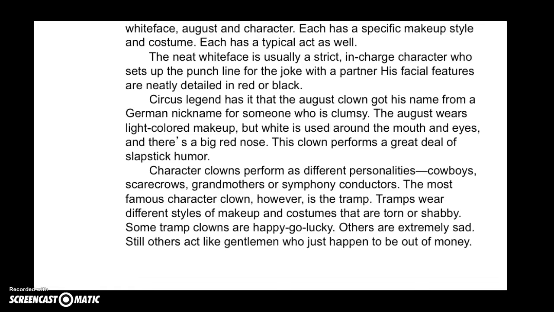Tramps wear different styles of makeup and costumes that are torn or shabby. Some tramp clowns are happy-go-lucky, others are extremely sad. Still others act like gentlemen who just happen to be out of money.